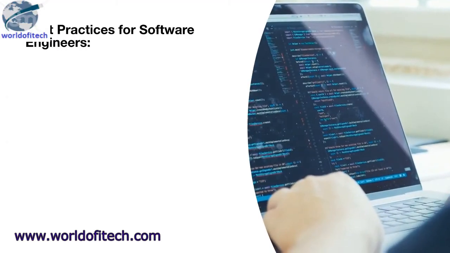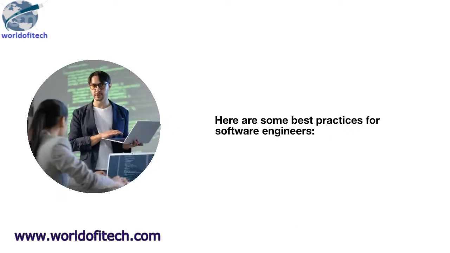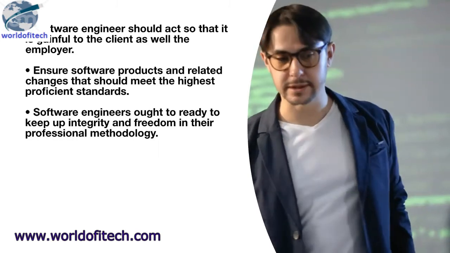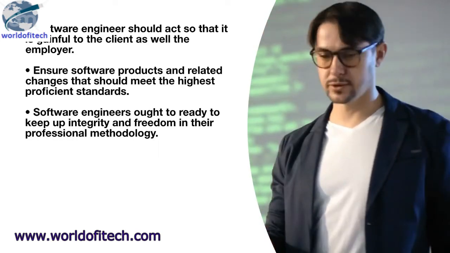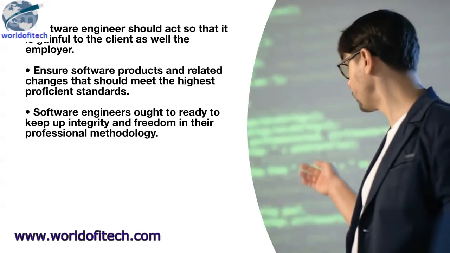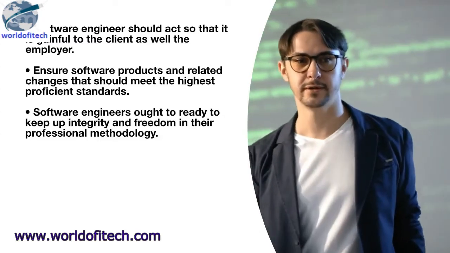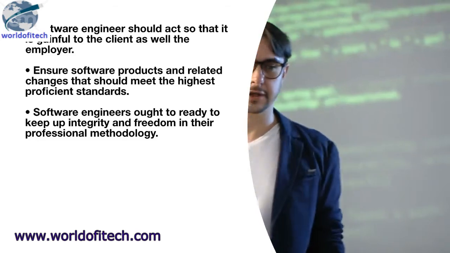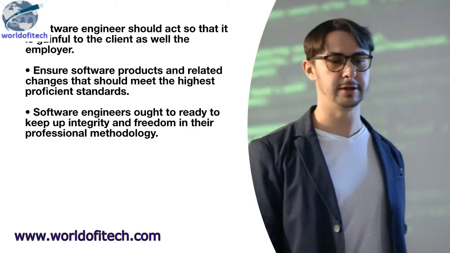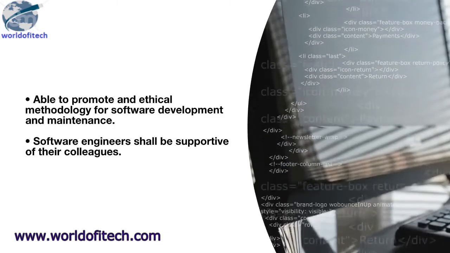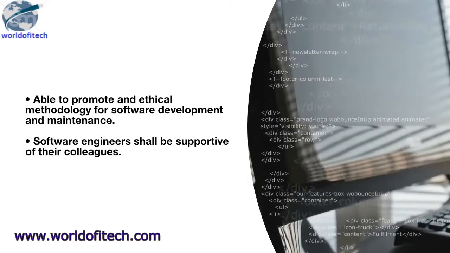Best practices for software engineers. Here are some best practices for software engineers. Software engineers should act so that it is gainful to the client as well as the employer. Ensure software products and related changes meet the highest professional standards. Software engineers ought to be able to keep up integrity and independence in their professional methodology. Be able to promote an ethical methodology for software development and maintenance. Software engineers shall be supportive of their colleagues.